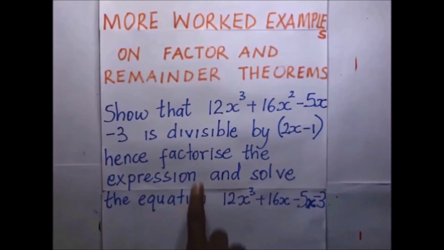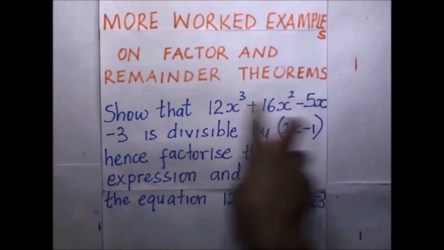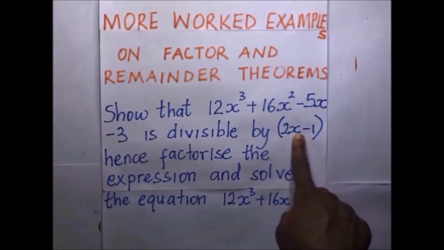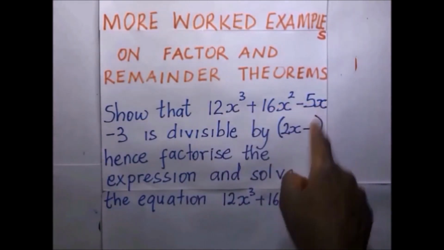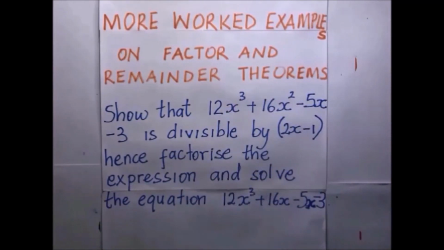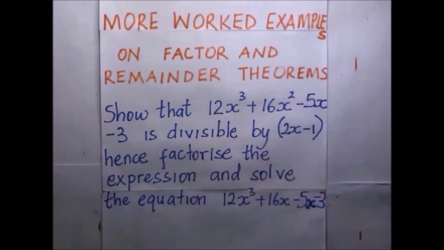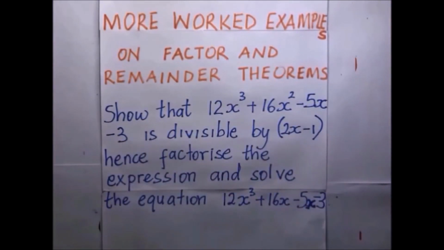So we start. For us to show that 2x minus 1 divides this polynomial, it means that 2x minus 1 should be equal to 0. We equate it to 0 and we get the value of x by making x the subject of the formula. After making x the subject, we substitute it into this polynomial, and if when we substitute it in, our answer is 0, then it means that this is divisible by that polynomial, and so we will have shown that this polynomial is actually divisible by 2x minus 1. So we begin.